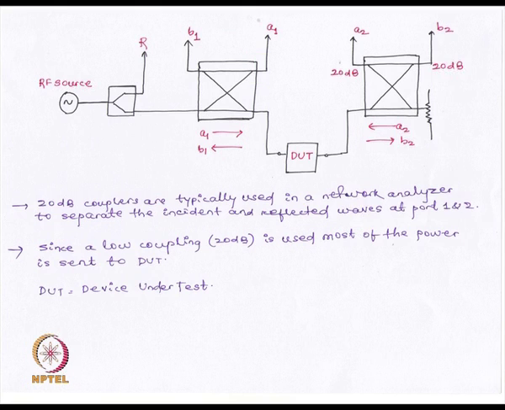After the incident wave travels through the through port and reaches the DUT, the device under test, it undergoes some reflection, which is represented by the normalized voltage B1. Now, this B1 will again see this port as the input port. No part of this signal will go to this port, and all the signal will pass through this coupled port. So, for this port, this is the coupled port. This way we have completely separated A1 and B1, and thus we can find the ratio of A1 and B1. So, this is one important application of a coupler.